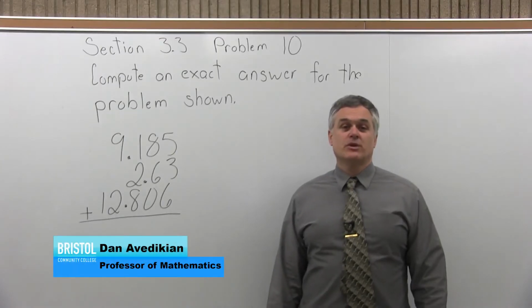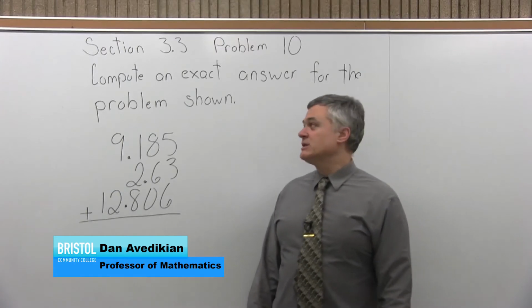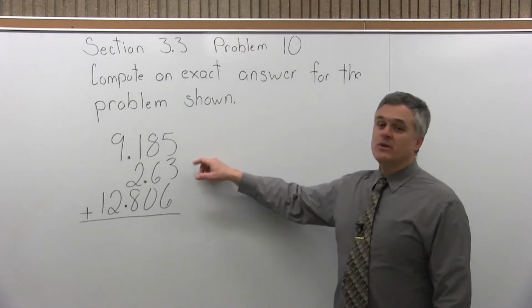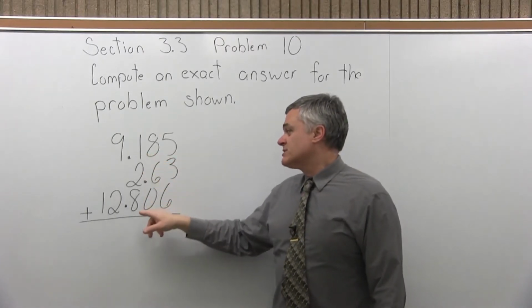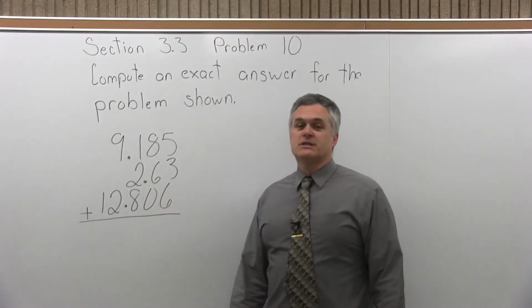This is Section 3.3, Problem 10. It says, compute an exact answer to the problem shown. We have three numbers with decimals to add together, 9.185, 2.63, and 12.806.